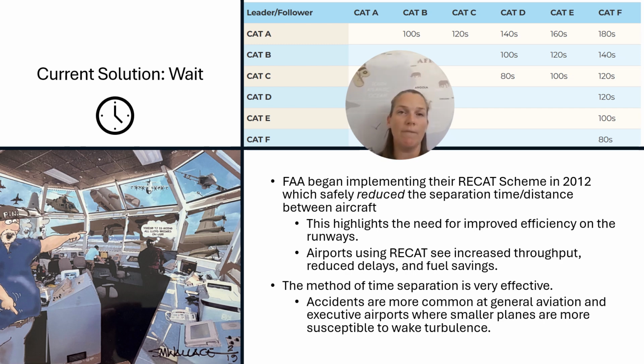In 2012, the recat scheme actually recategorized weight classes, and this resulted in an overall reduction in wait times for aircraft taking off. So if you're familiar with the FAA, you know it's incredibly rare for them to actually relax a safety requirement. And I think this speaks to the desire to improve runway efficiency.